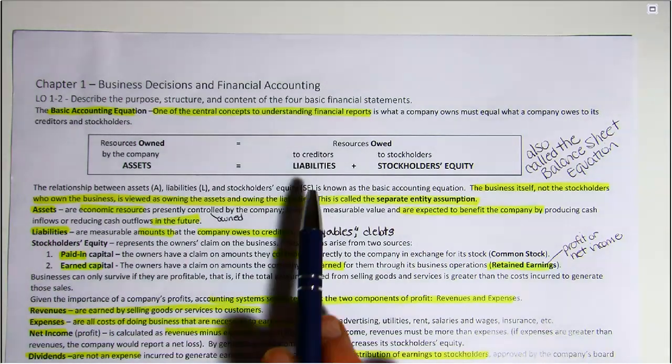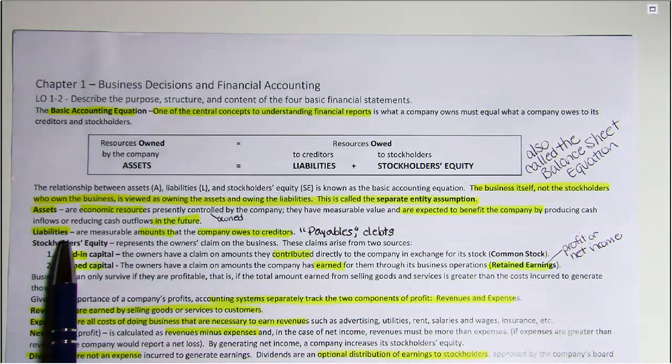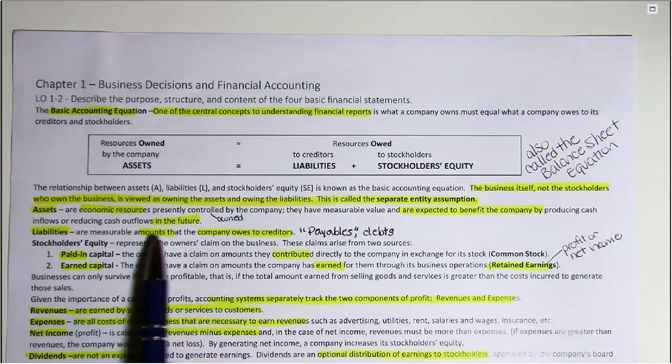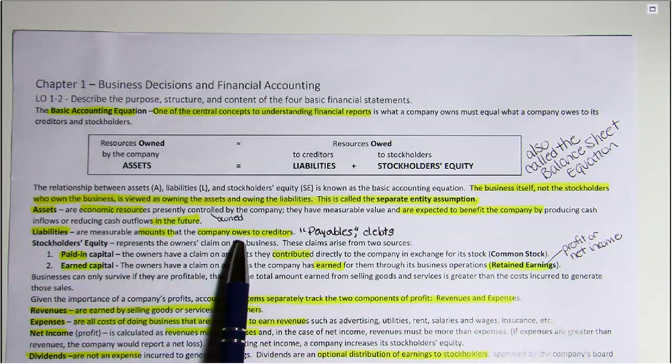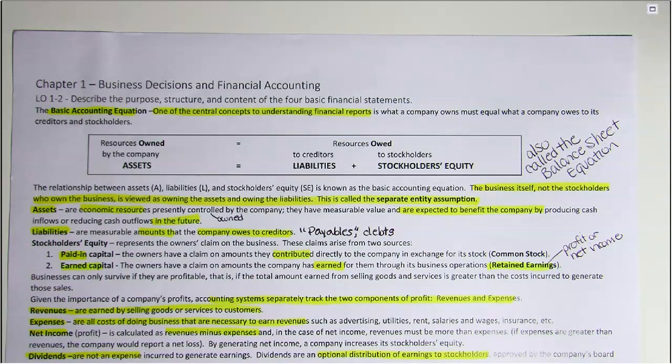Okay, now let's move on to liabilities. Liabilities are measurable amounts that the company owes to its creditors. Sometimes these are called payables. And we use the word payables because the money is owed. Basically, if I had to choose a definition, it would be the word debts. Liabilities are the debts of the company.